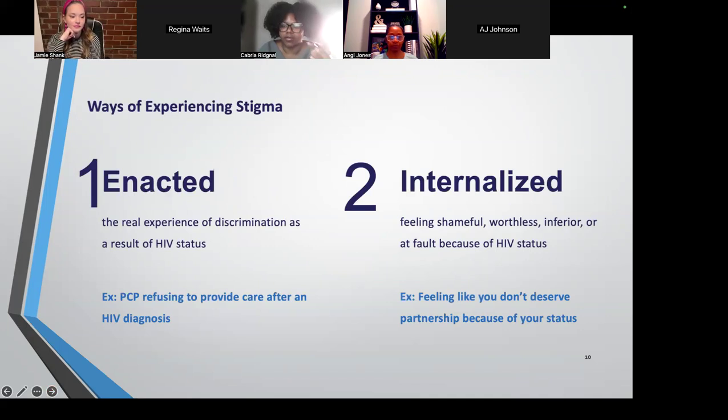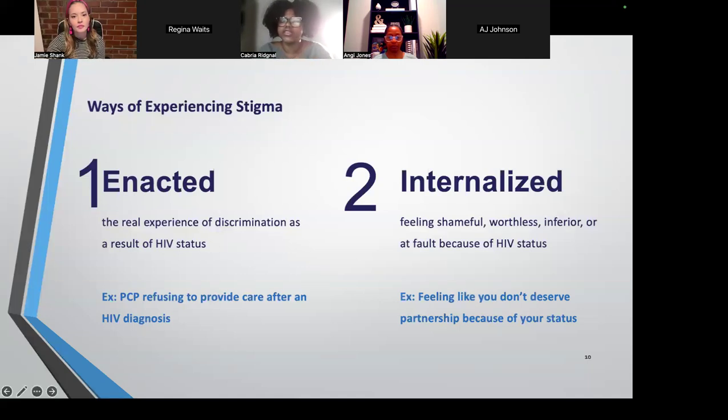So, just putting a name and defining the ways that people can experience stigma is extremely helpful in going on this journey of identifying stigma and really recognizing what it means within our organizations, right? And so I have a few definitions here, and we'll go through these, and these will lend to another activity that we'll do after this.